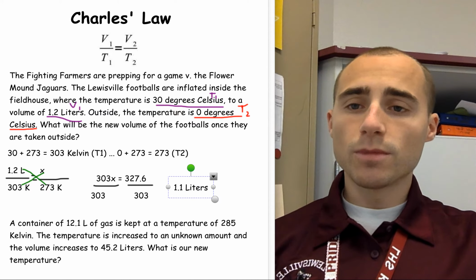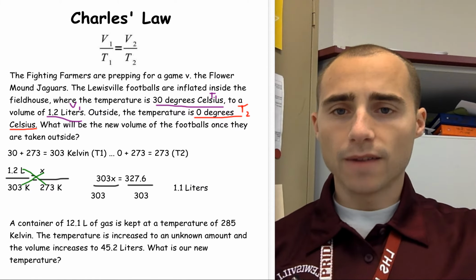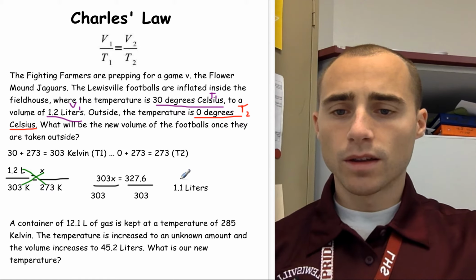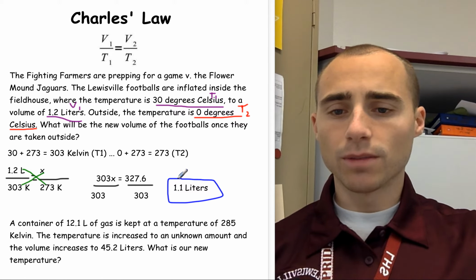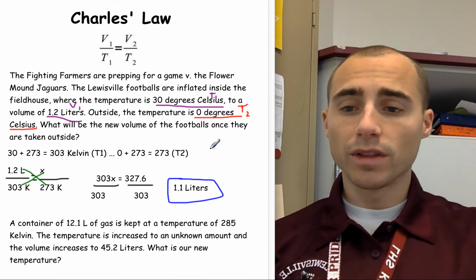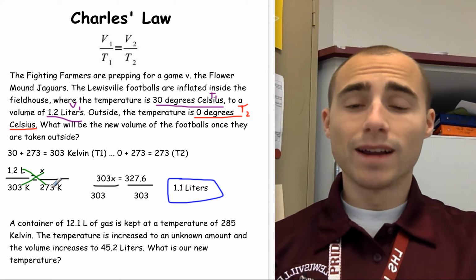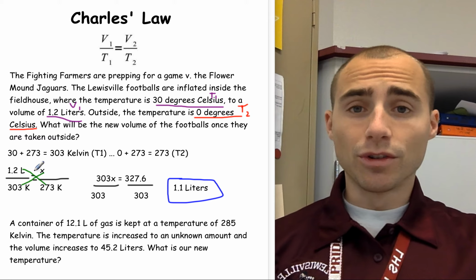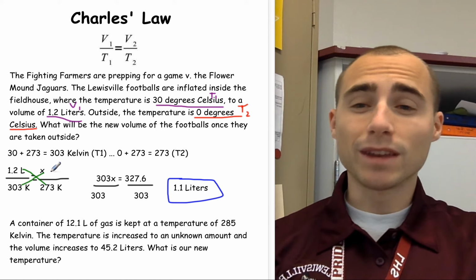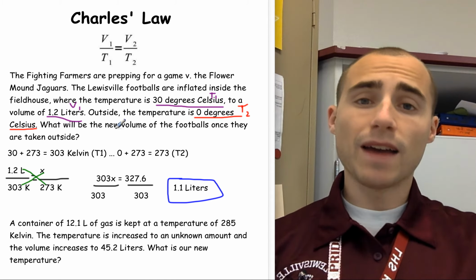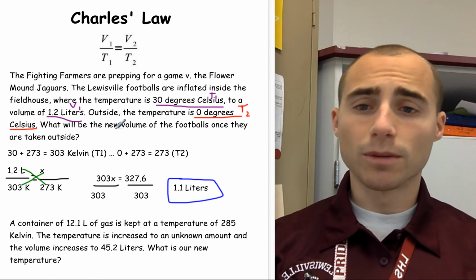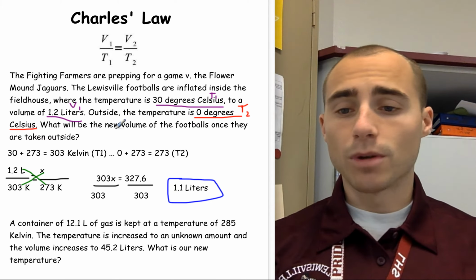So our new volume of the football after we have moved outside and it has decreased by 30 degrees Celsius is 1.1 liters. So you'll see that's just 0.1 liter smaller than the original volume. So that shows you it has to be a pretty significant decrease in temperature to have any significant decrease in volume in terms of a football that is that small. So that's our first example.